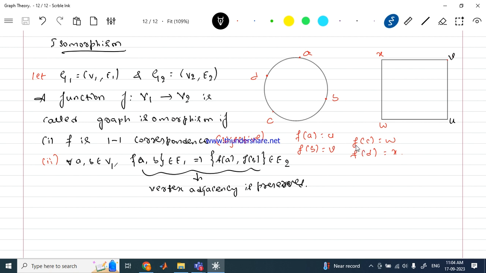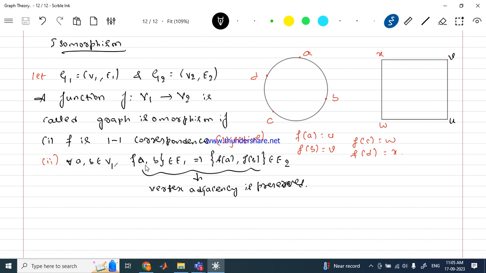What is the wrong mapping that I did here? Initially, the first mapping I did was absolutely fine. Now I just changed a bit here. Accordingly, A and C are non-adjacent here, whereas their images, image of A is U and image of C is W, are adjacent here. If these two are non-adjacent, we're expecting their images are also non-adjacent. If A and D are adjacent, image of A is U and image of D is X, U and X should be adjacent, but U and X are non-adjacent here.